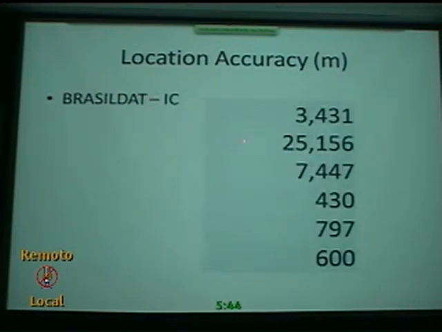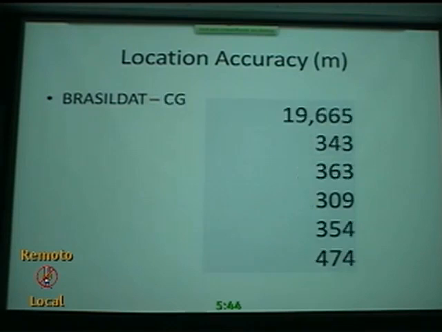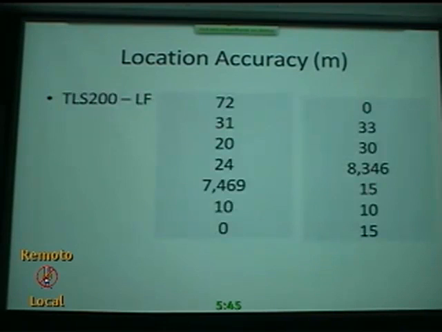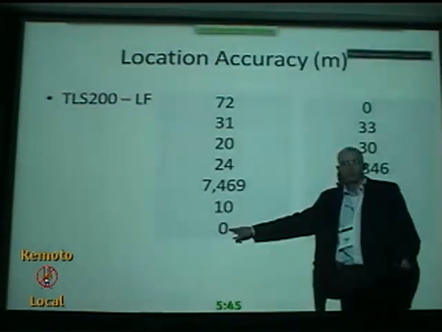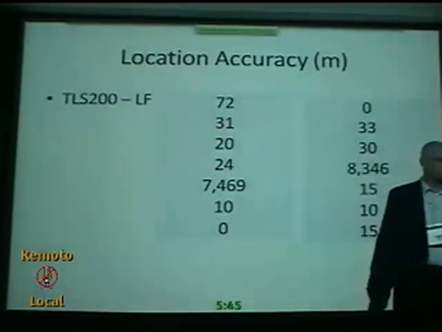BrasilDAT: again, some very high values here, but in general below 1 kilometer. BrasilDAT, a huge value here, but less than 500. And TLS 200, some nice values, some also big values. This 0 here means below 10, because we don't have enough resolution to check if this is 1, 2, or 3 meters. Anyway, it's below 10 meters on the top.